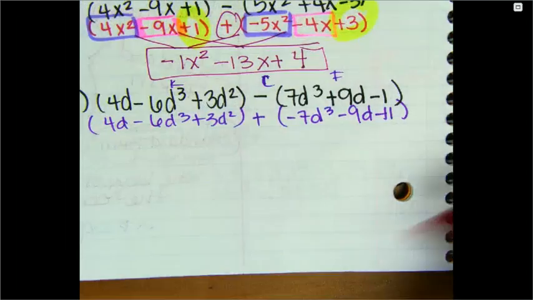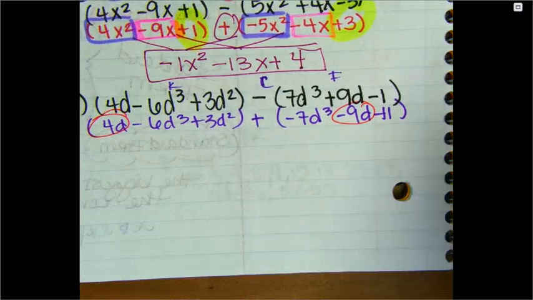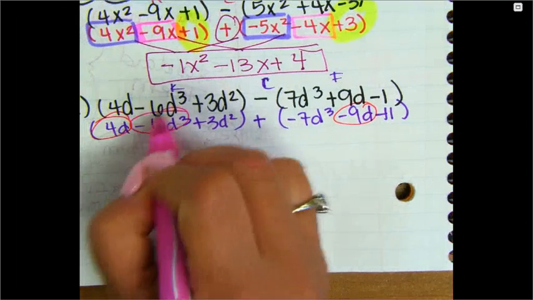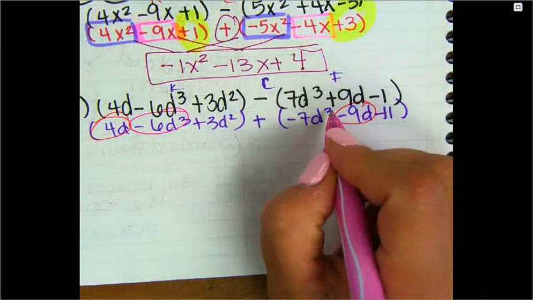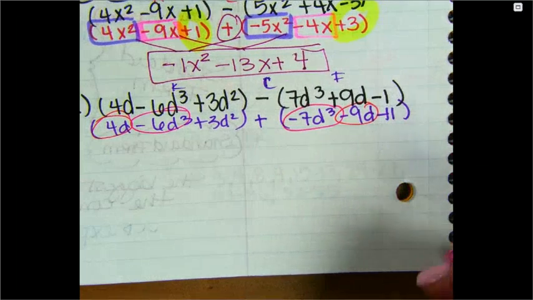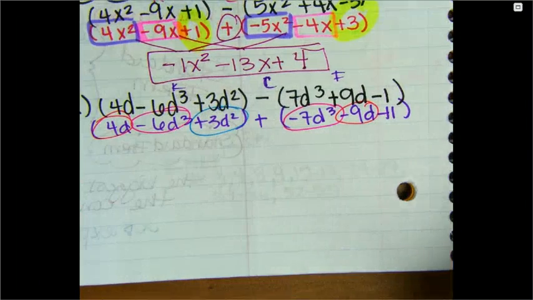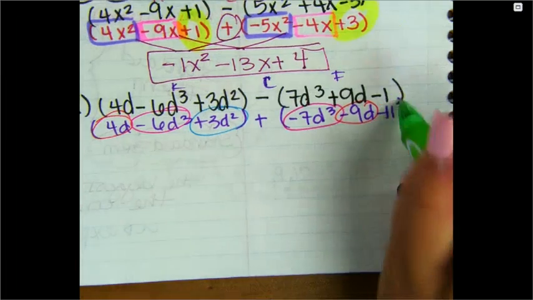What goes together? What goes with 4d? Good. Which is how much? Okay, just curious. Negative 6d to the third. Anything go with it? Negative 7d cubed. And then positive 3d squared. And nothing. And then this one's last.